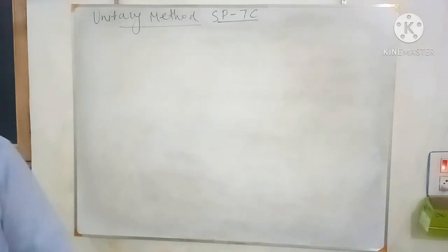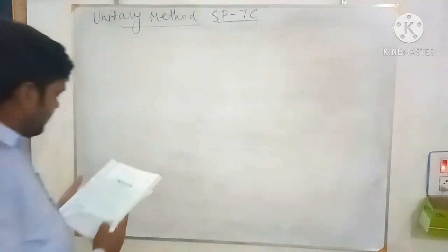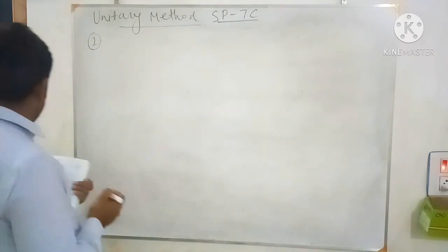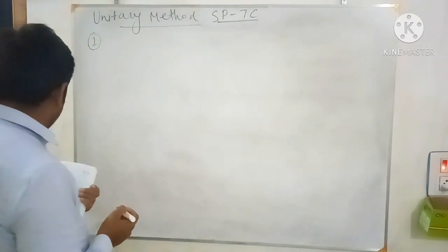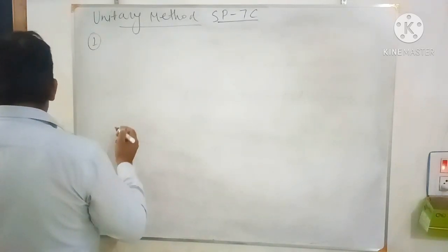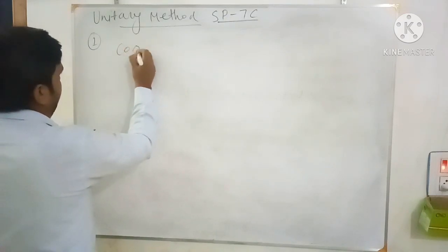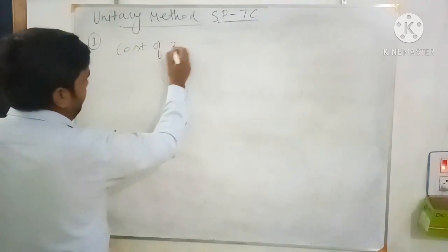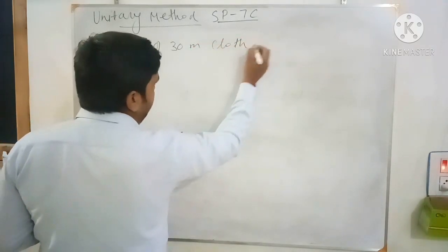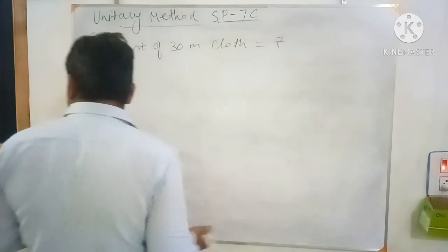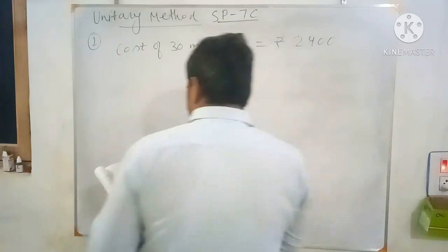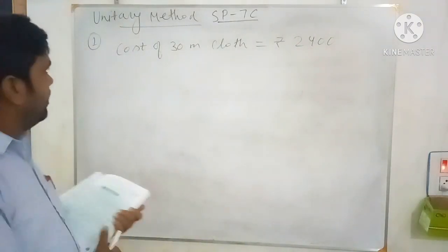See the first question, unitary method. In question number 1, 30 meters of cloth cost rupees 2400. What is the cost of 50 meters of cloth? So the cost of 30 meters of cloth equals rupees 2400, and we are asked the cost of 50 meters of cloth.